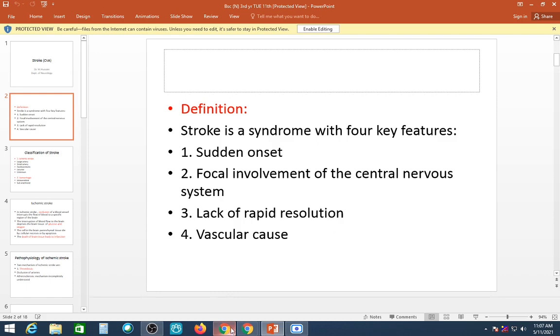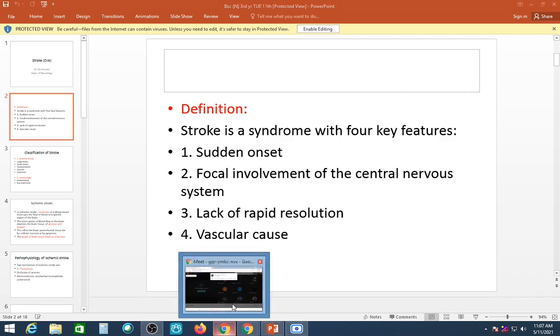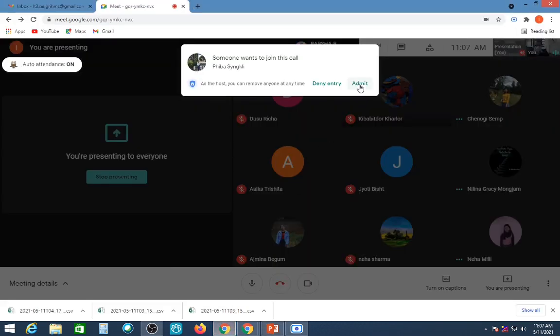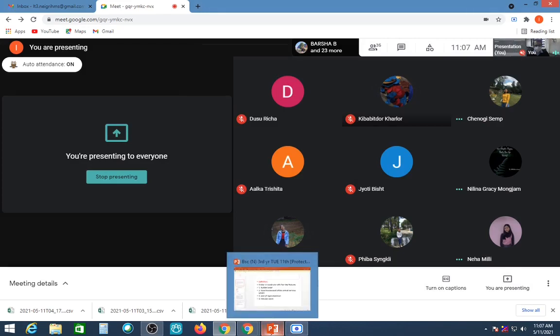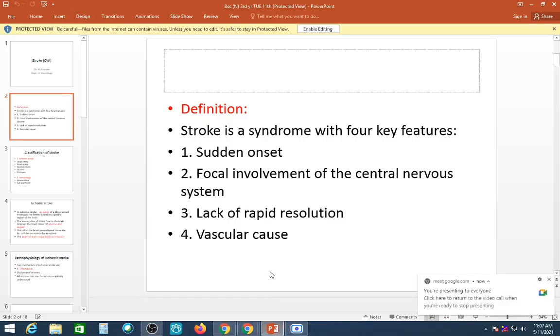Sudden onset means it starts like a bolt out of the blue. The patient is totally all right, and then suddenly the patient suffers from a stroke. So it is sudden onset. It is not that the patient is sick. It is like a bolt from the blue, like a lightning. Suddenly it will start.